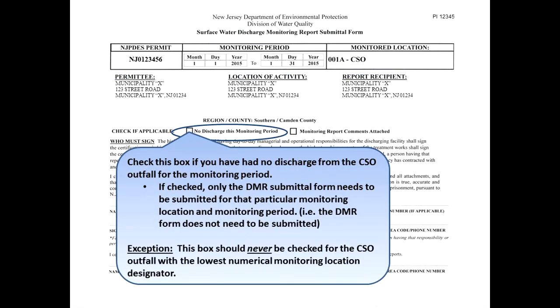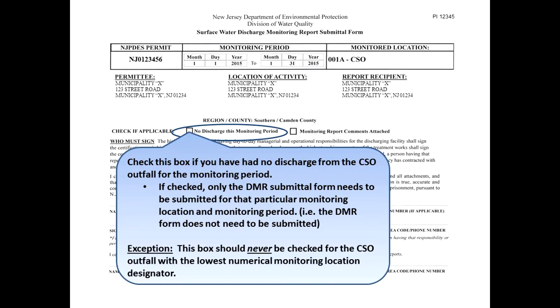In the middle of the form, you will find a No Discharge This Monitoring Period checkbox. In general, if there wasn't a discharge from the CSO outfall during the monitoring period, the permittee should check this box. If checked, only the DMR submittal form is required to be submitted by the permittee for the monitoring period associated with the outfall. In other words, the permittee will not need to submit the actual DMR form.